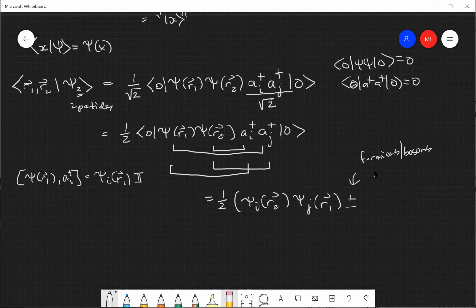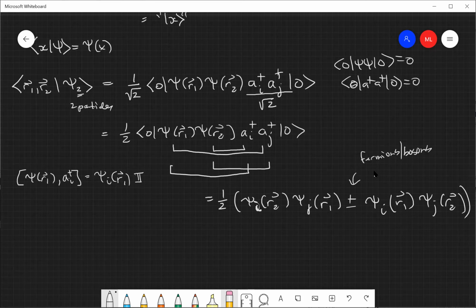And you would just have the opposite, right? You would have psi_i, and the psi_i is with R1 now, and this psi_j is with R2. And this is exactly what we want, right? It's either a symmetric or anti-symmetric combination of wave functions. So it works exactly as advertised.